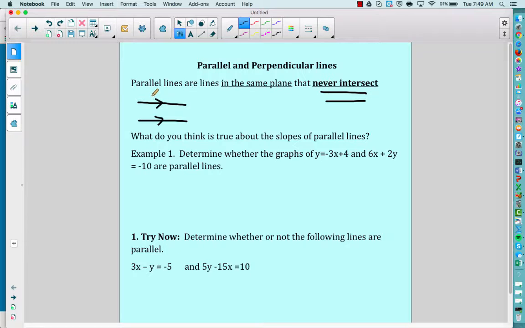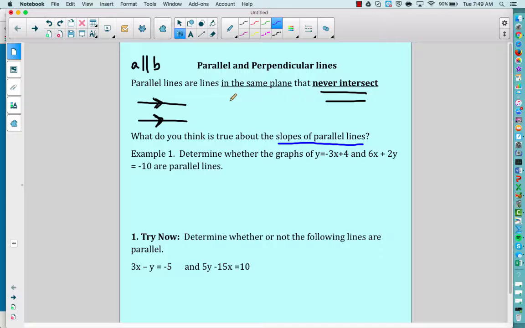So parallel lines, lines that never intersect, we use this symbol to indicate, like A is parallel to B, so the two lines are parallel. If we see it in a proof, we're going to mark our diagram with the arrowheads we talked about. But in recent days, we've been talking about the slopes of lines and linear equations. What do you think is true about the slopes of parallel lines?